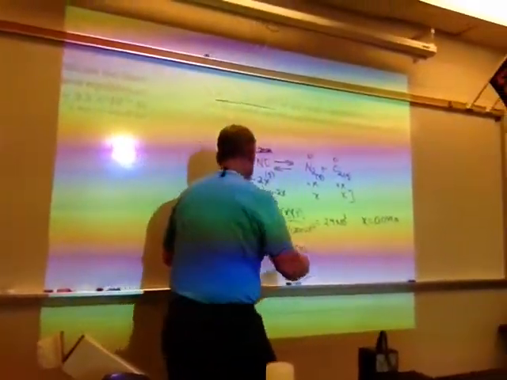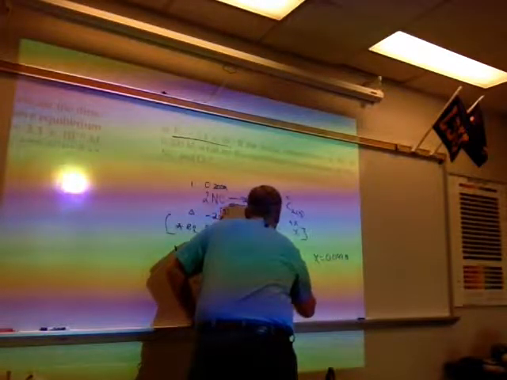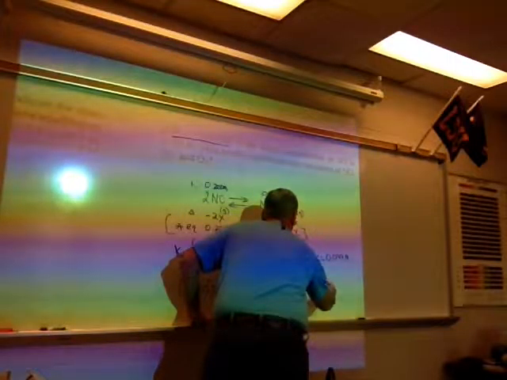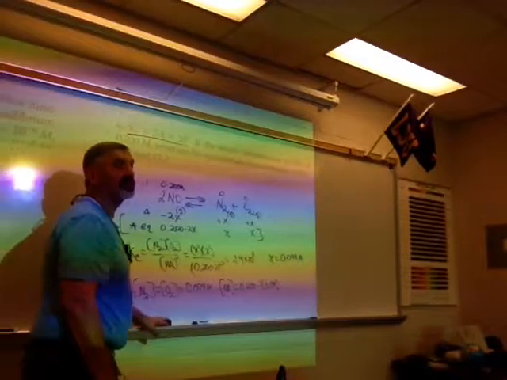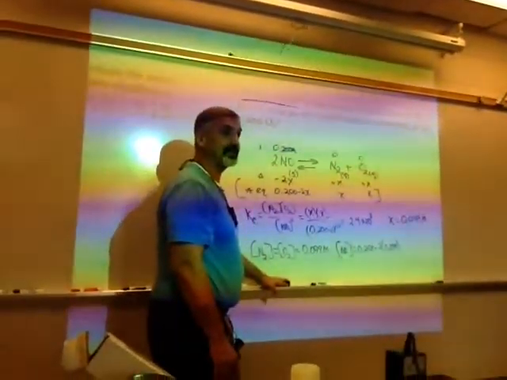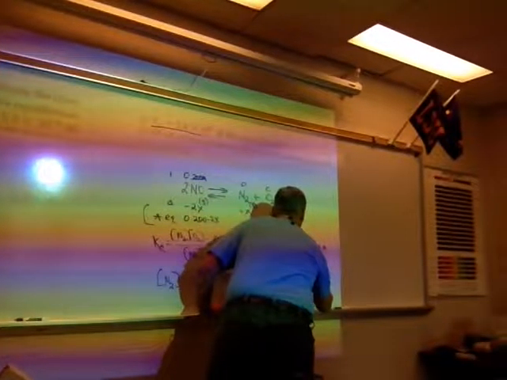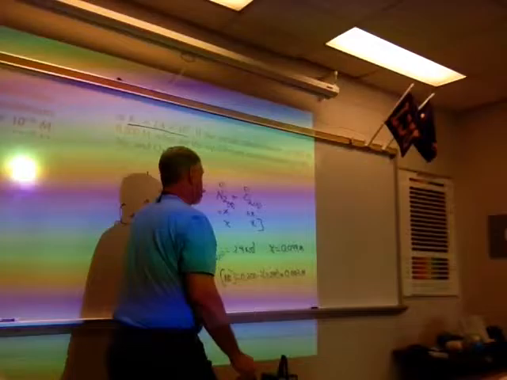But the concentration of the NO is equal to 0.2 minus 2 times the .099. 99 times 2 is going to equal 198, or .198. Therefore, you subtract that, and we're going to end up with .002 molar.